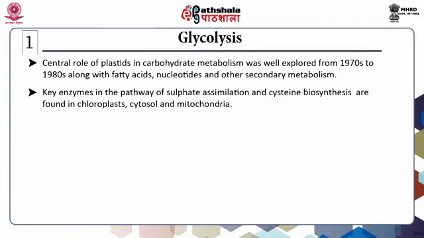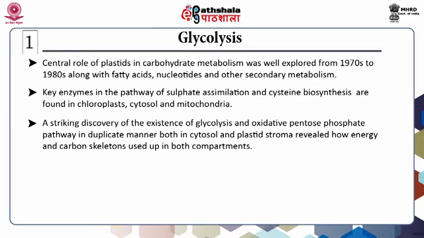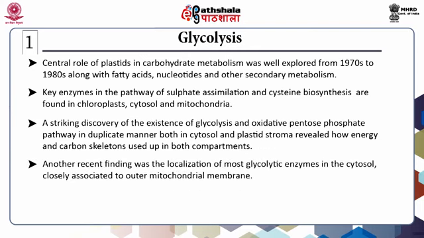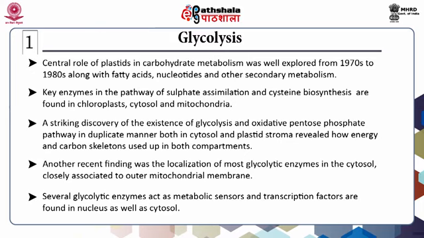Cell compartmentalization studies focused on glycolytic intermediates were explored from the 1970s to the 1980s, along with fatty acids, nucleotides and other secondary metabolism. A striking discovery was the existence of glycolysis and the oxidative pentose phosphate pathway in duplicate, both in the cytosol and plastid stroma, which revealed how energy and carbon skeletons are used in both compartments. The location of glycolytic enzymes to be cytosolic or closely associated with the outer mitochondrial membrane is also a result of compartmentalization studies. Several glycolytic enzymes act as metabolic sensors and transcription factors and are found in the nucleus as well as the cytosol, which explains the regulatory role of these enzymes also.